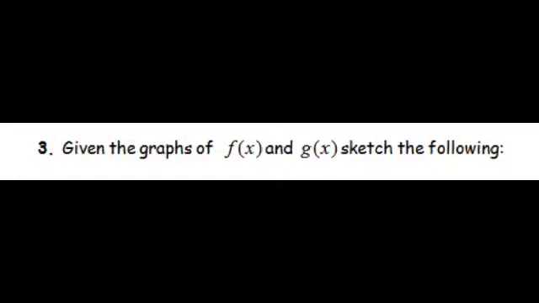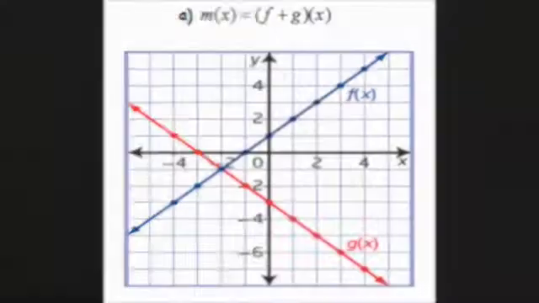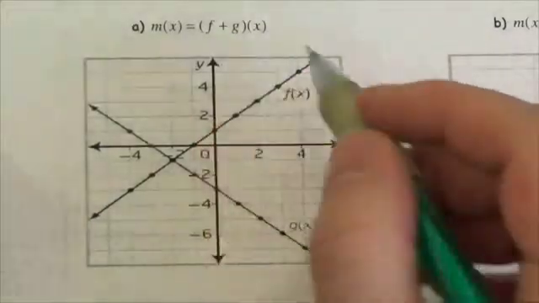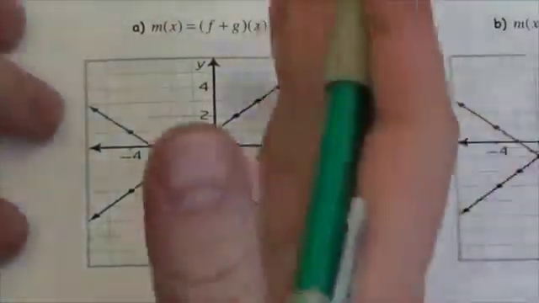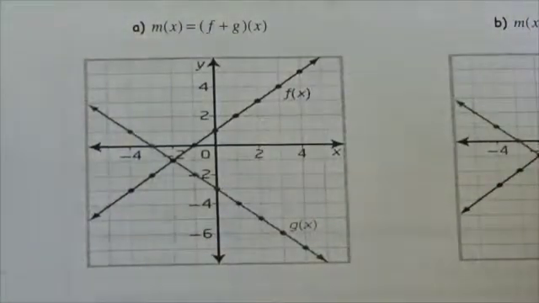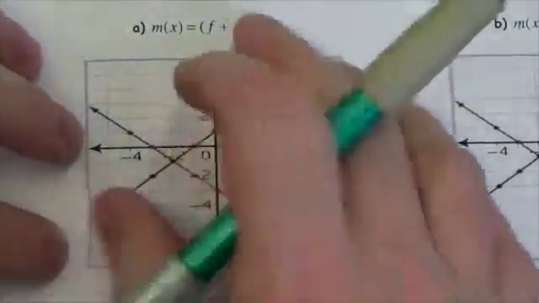Given the graphs of f of x and g of x, sketch the following. M of x is equal to f plus g of x. Okay, so now we want to sketch the sum of these two given those two graphs. What we're going to do is just pick x coordinates and add the y coordinates. And this is nicely done because all these dots are laid out for us.